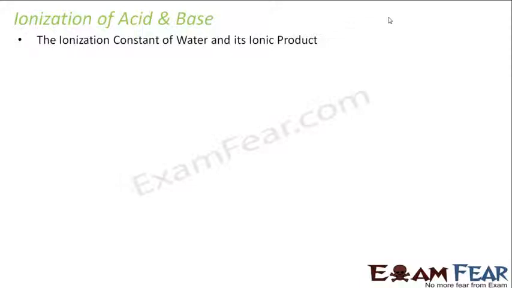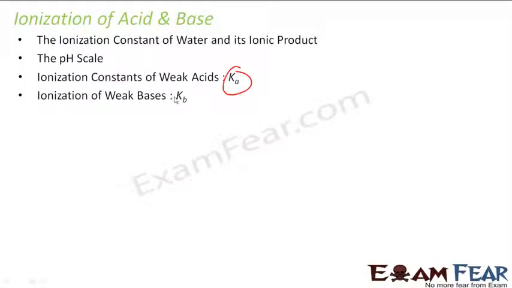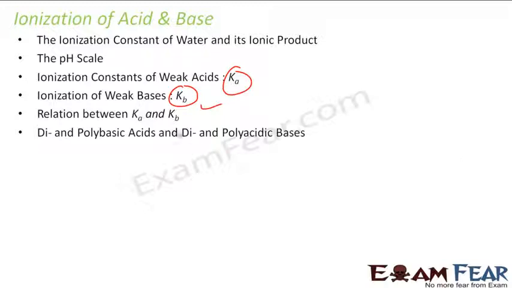We will study the ionization constant of water and its ionic product. We will study the pH scale. We will also study the ionization constant of the weak acid, that is Ka. We will study the ionization constant of the weak base, that is Kb. We will try to find the relationship between Ka and Kb. We will study some di and polybasic acids which have more than one H plus ion to give, for example H2SO4, and also di and polyacidic bases.